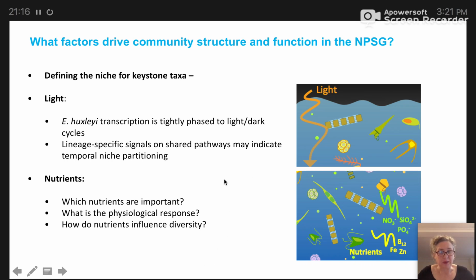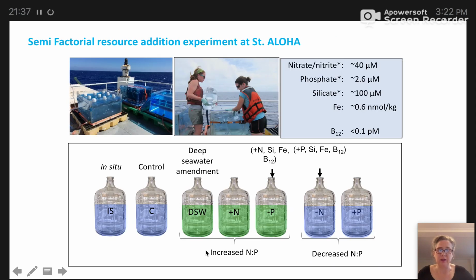Now, next, I'm going to be talking about nutrient dynamics: which nutrients are important to E. huxleyi in this environment, what is its physiological response to a shift in nutrient environment, and how do nutrients influence diversity. For that work, we also did sampling in the NPSG and ran experiments near Station Aloha, where we did large-scale incubation experiments designed to shift the nutrient environment for these populations.